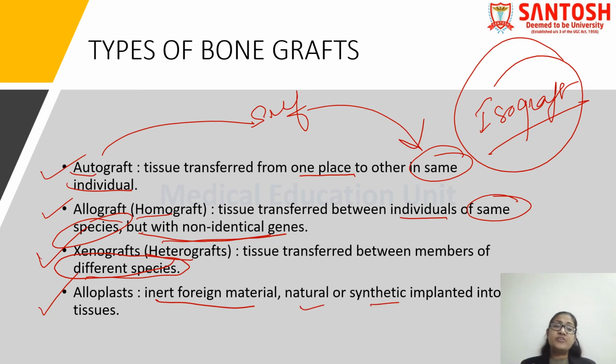So just to revise, we had an autograft, that was from one person to himself, from the patient to themselves. The second one is your isograft, wherein you have the same species. In fact, you go one step ahead and have the identical set of genes. So that is your isograft, within twins. Then you have your allograft. Allograft means same species but non-identical genes. Then you have your xenograft. Xenograft stands for hetero, members between different species. Then you have your alloplasts, which are your inert foreign materials.